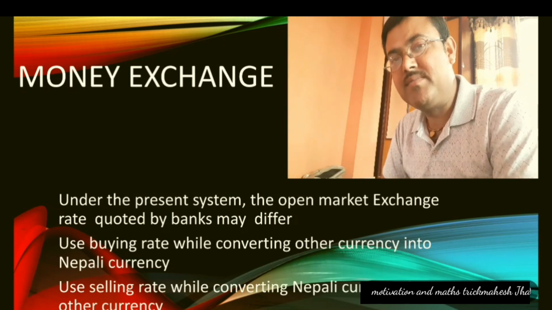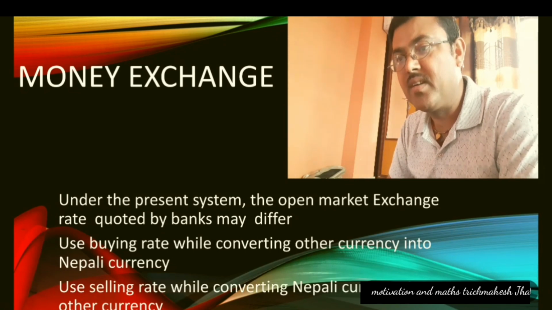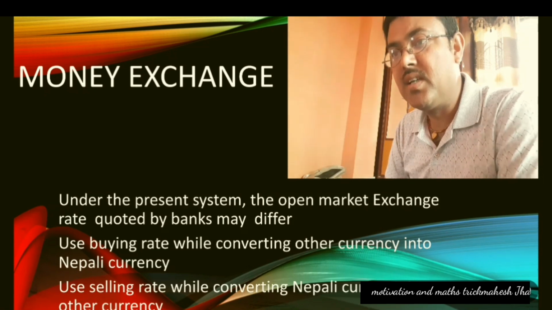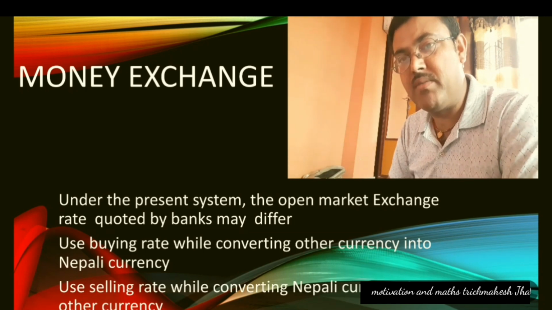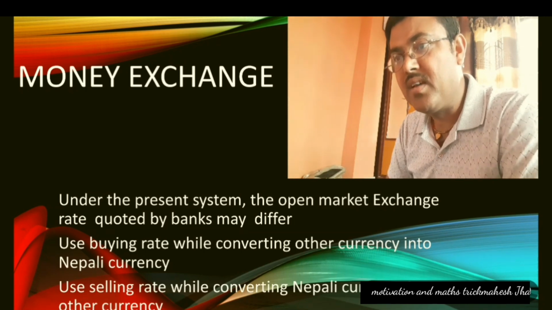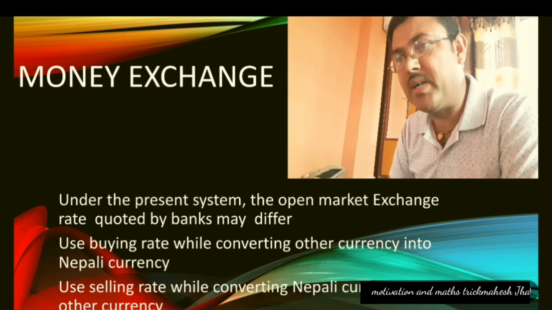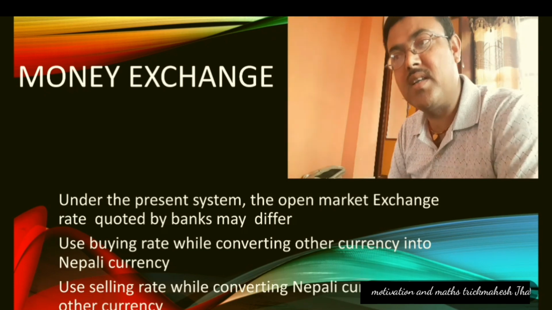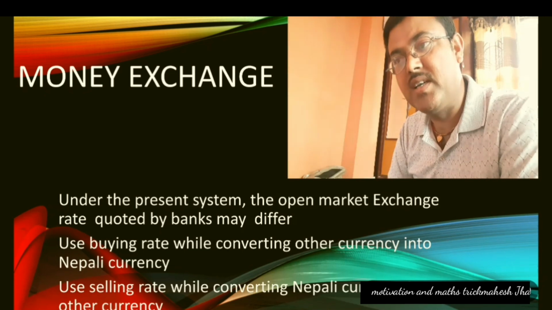Today's topic is money exchange related with class 10, and in this lesson we discuss the changes of money from different countries. Under the present system, the open market exchange rates quoted by different banks may differ. Use the buying rate while converting other currency into Nepali currency, and use the selling rate while converting Nepali currency into other currency.